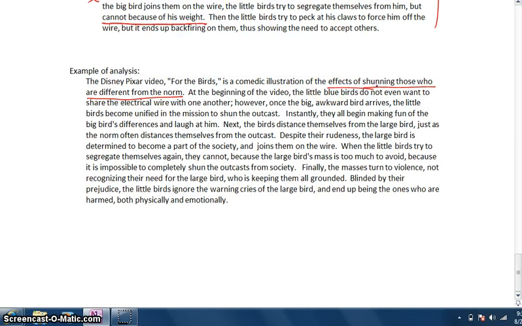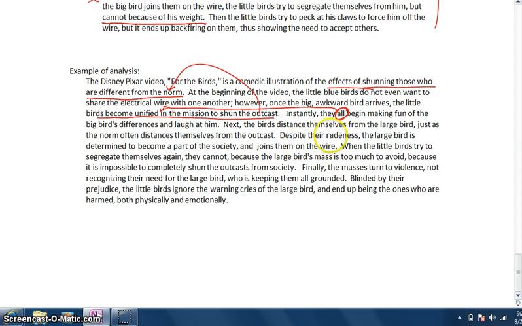At the beginning of the video, the little blue birds do not even want to share the electrical wire with one another. However, once the big awkward bird arrives, the little birds become unified in the mission to shun the outcast. Notice how I am tying back to the thesis, or the topic sentence of this shunning the outcast. Instantly, they all begin making fun of the big bird's differences and laugh at him. Okay, this is a little bit of plot, but notice we have the all. It's that going back to that idea of unifying in order to shun the outcast.